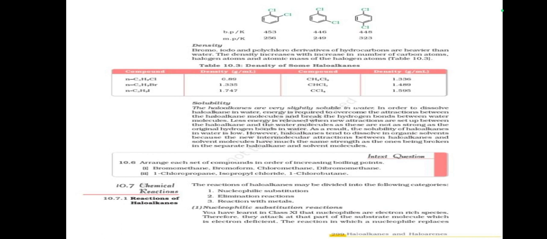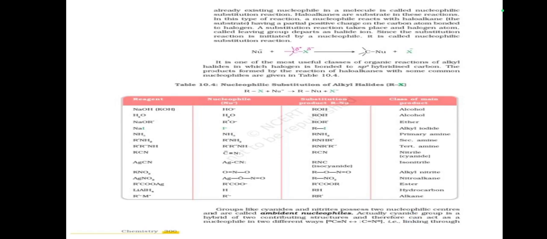Nucleophilic substitution reaction: you have learned in class 11 that nucleophiles are electron rich species, therefore they attack at the part of the substrate molecule which is electron deficient. The reaction in which a nucleophile replaces an already existing nucleophile in the molecule is called a nucleophilic substitution reaction. Haloalkanes are substrates in this reaction.